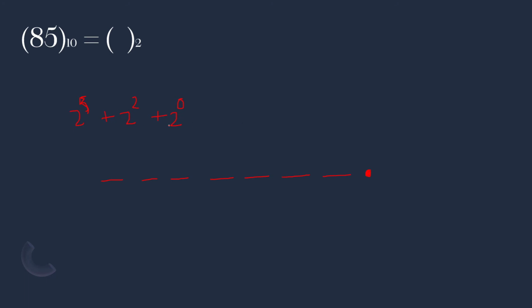Whichever of these we found, we place a 1 at them. So we start off at 2 to the 0, 2 to the 1, 2 to the 2, 2 to the 3, 2 to the 4, 2 to the 5. We can ignore this one because 2 to the 5 is our highest one. So we're going to put 1 there, 1 at 2 to the 2, and 1 at 2 to the 0. Remember, this is 32 plus 4 plus 1 equals 37 in base 10.